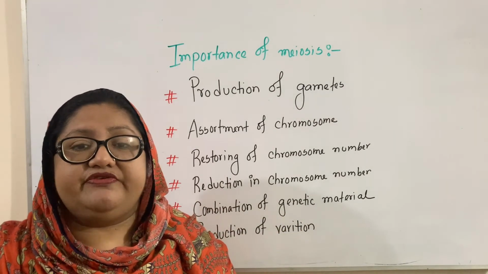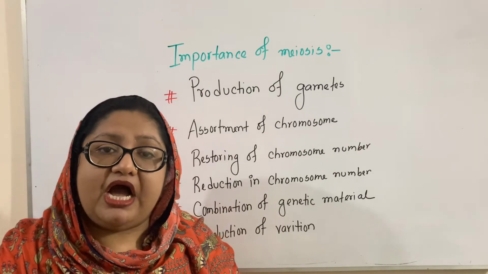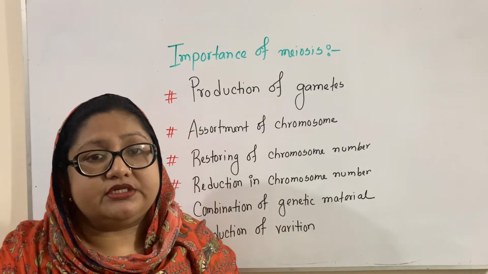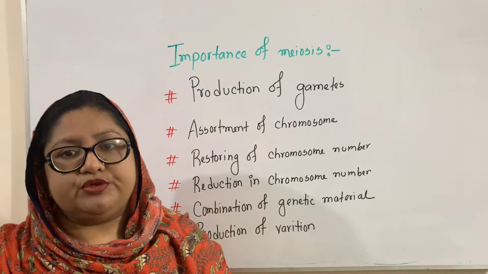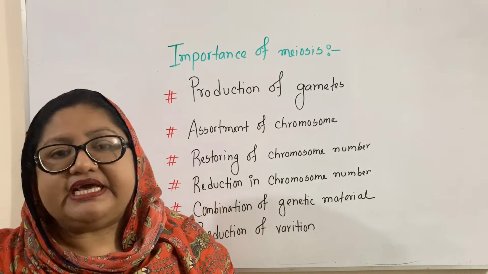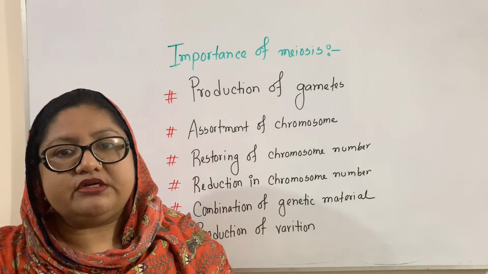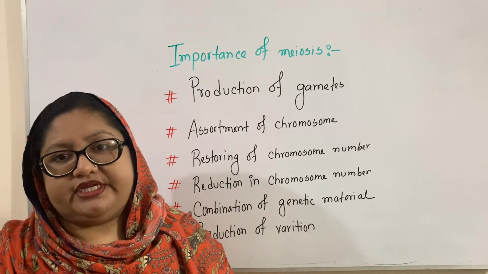Next, reduction in chromosome number. Due to meiosis cell division, in the offspring, the number of chromosomes does not become double that of the mother cells. As a result, the multiplication of chromosome number is restricted and stability of chromosome number is maintained in a particular species. Next point is combination of genetic material.